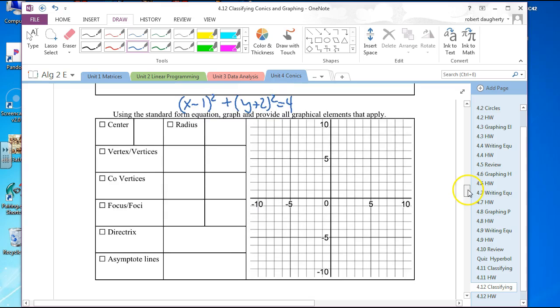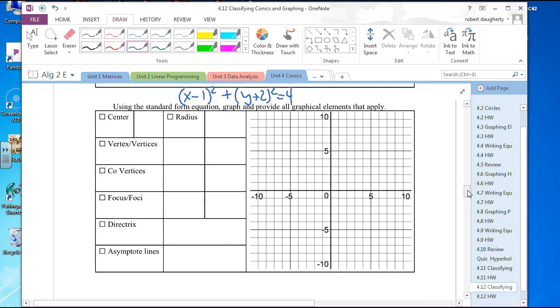And this is where you should be in love with graphing a circle. What are the elements? Does a circle have a center? Does it have a radius? What about any of this other stuff? A circle has none of that stuff. Don't waste your time trying to find the directrix of a circle or the asymptote lines. All you need is the center and the radius.